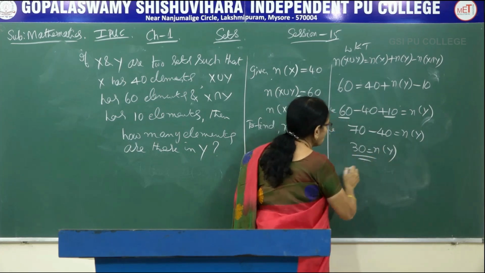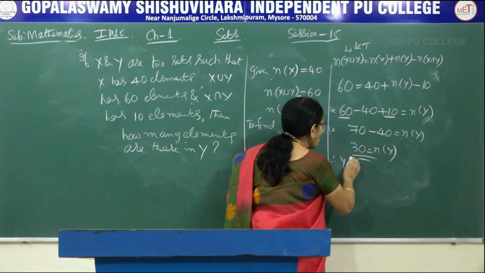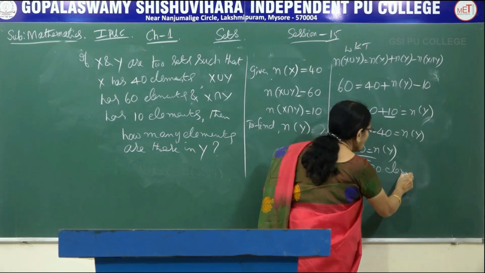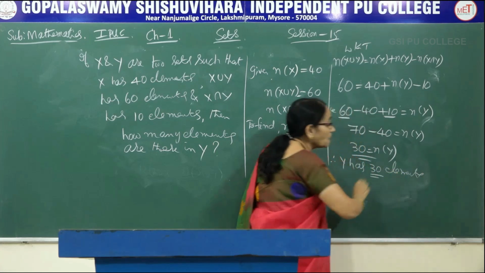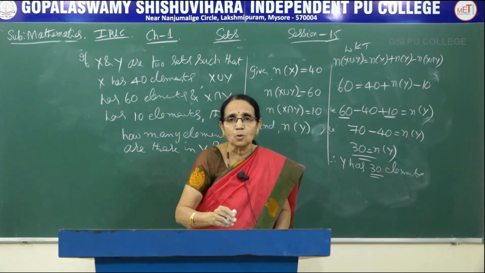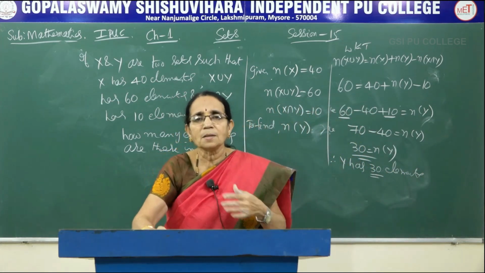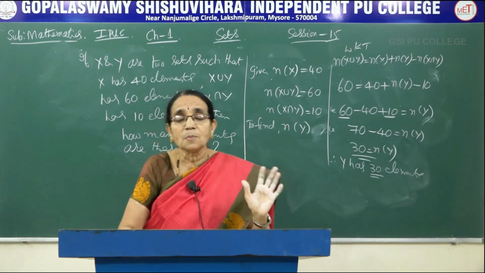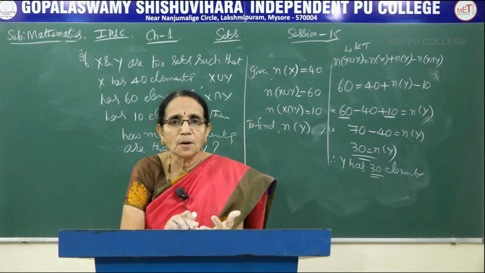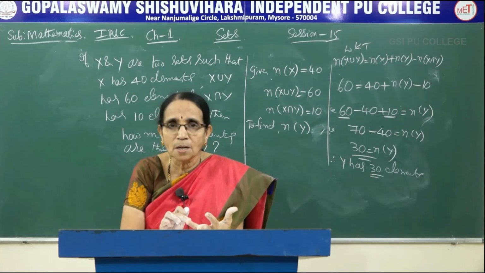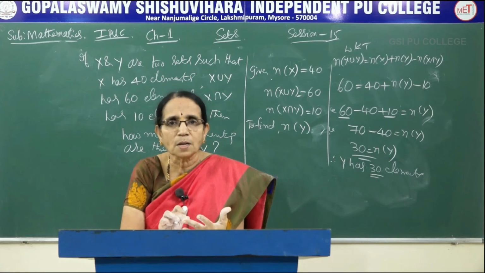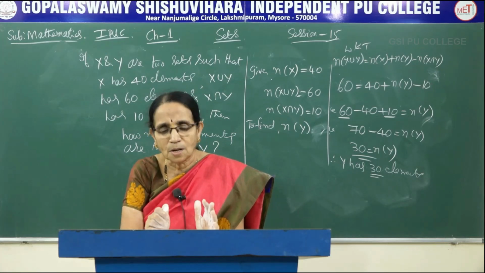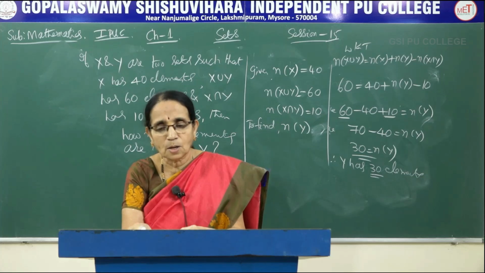Now how do you write the answer? Therefore, Y has 30 elements. Here I do not know what the elements are. I am just giving you the number of elements in the particular set Y, because the number of elements of X was given, and X union Y and X intersection Y were given. So the unknown quantity was the number of elements in the second set Y. So that has been calculated.